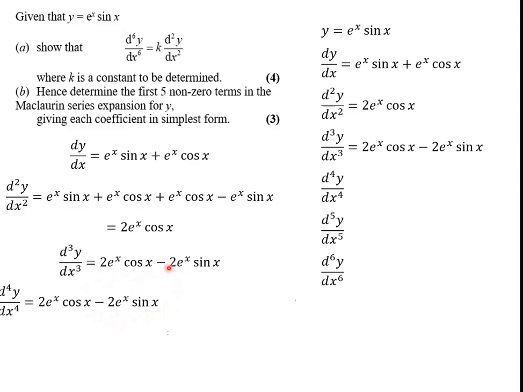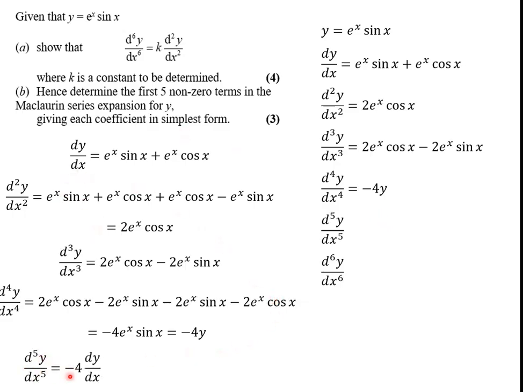This one, I'll have minus 2 e to the x sine x, and then minus 2 e to the x cos x. And the cos x terms go this time, so I'm left with minus 4 e to the x sine x, which is equal to minus 4y, which is handy because I know how to differentiate y because I've just done it before. Then the fifth derivative, well, I'm just differentiating this, so it's minus 4 times dy by dx.